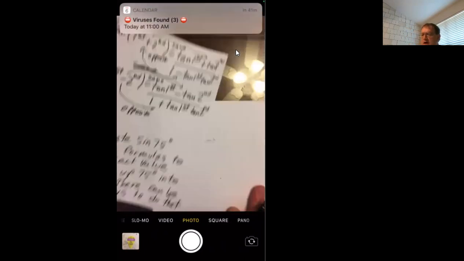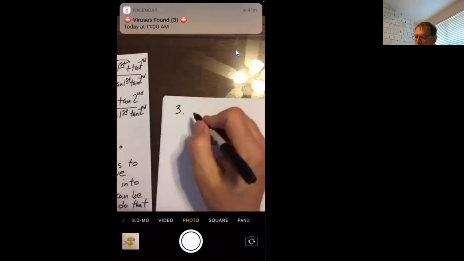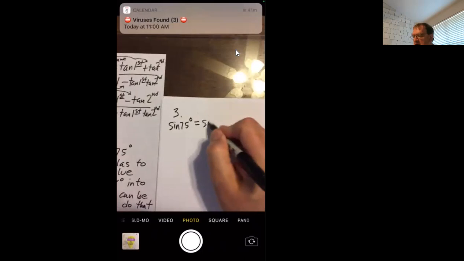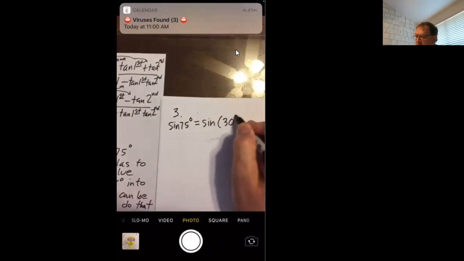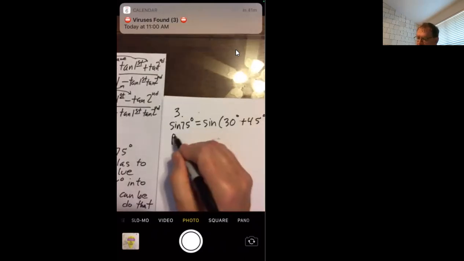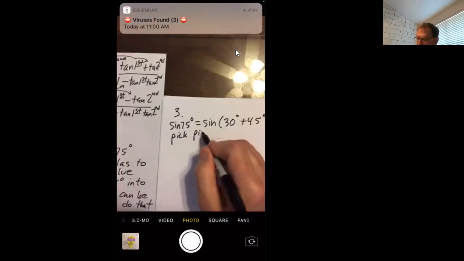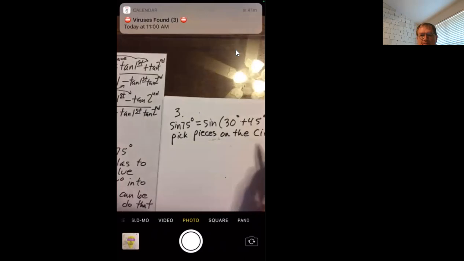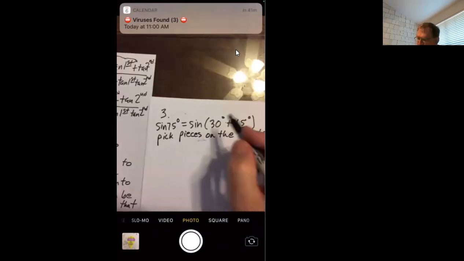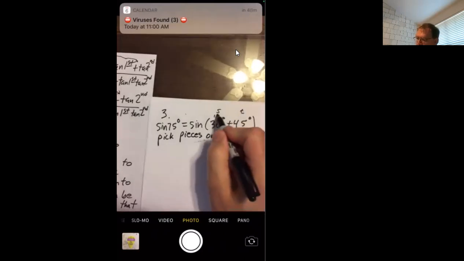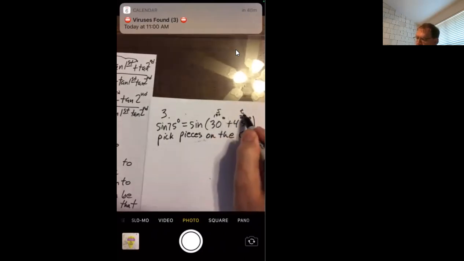All right, but I'll pick an obvious way. Sine of 75 degrees can be written as sine of 30 degrees plus 45 degrees. You want to pick pieces on the circle. This is why we did those standard values. When I do this, this is like your first and this is like your second.